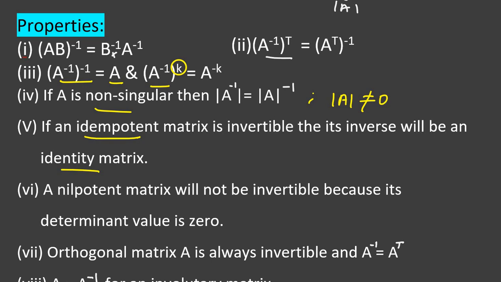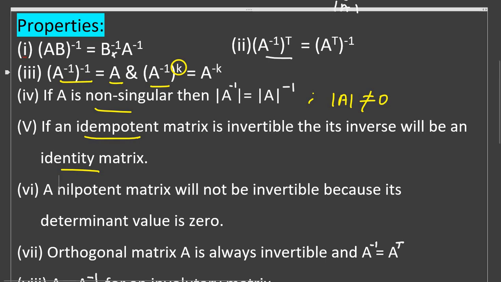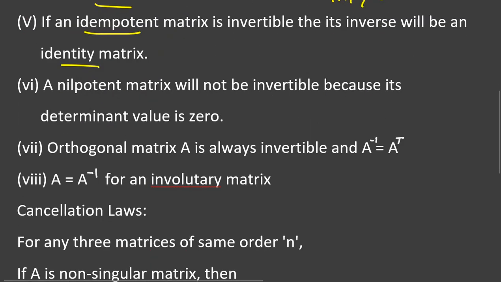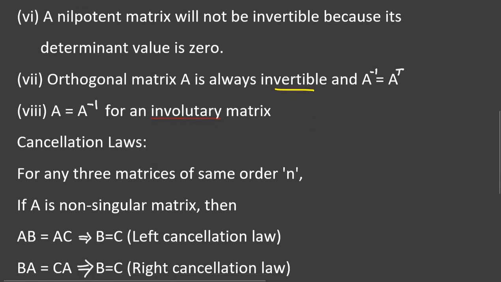An idempotent matrix will not be invertible if its determinant value is 0. An orthogonal matrix is always invertible, and A inverse is equal to A transpose. A is equal to A inverse for an involutory matrix. What is involutory? Involutory means A square is equal to I, then A is equal to A inverse.